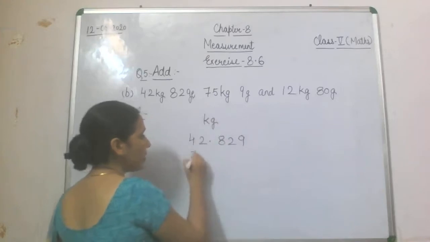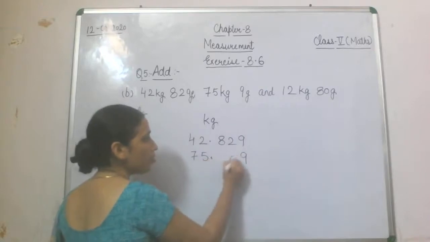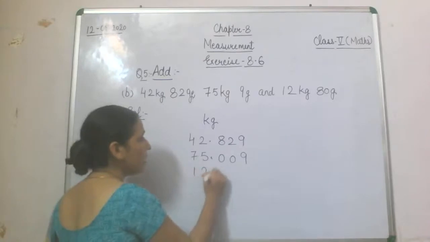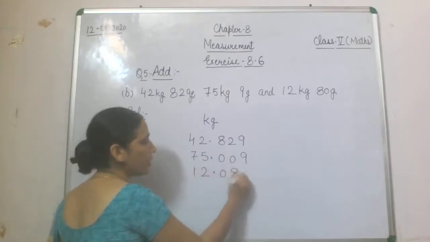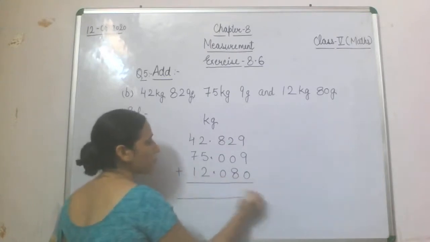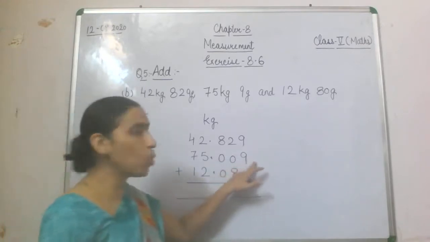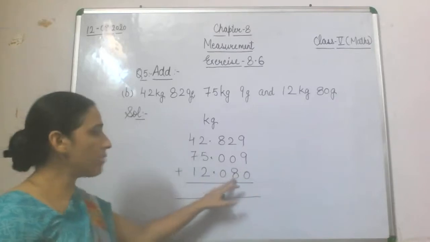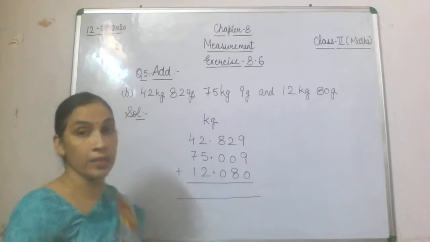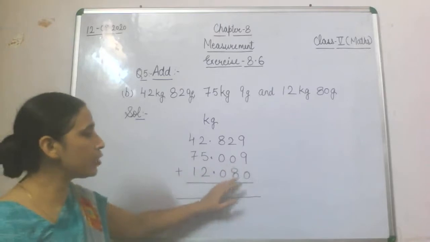42.829. Next is 75. Now only 1 place is there. This we'll write here, so the rest of the 2 places we'll write 0. Next is 12 kg and 80 gram: 12.080, because after decimal you require 3 places. If we have 1 place, that 1 place will go on the 1's place. If we have 2 digits, that will go on the 1's and 10's place. So that 100 place requires 1 place. Fine. So what we will do here: 0.009, 12.080.